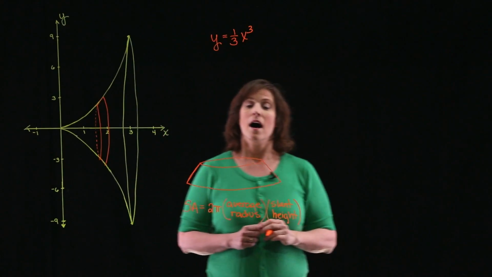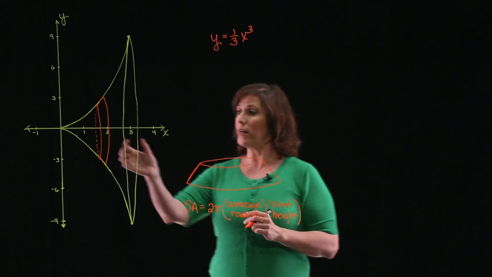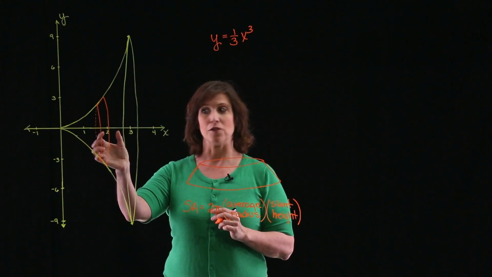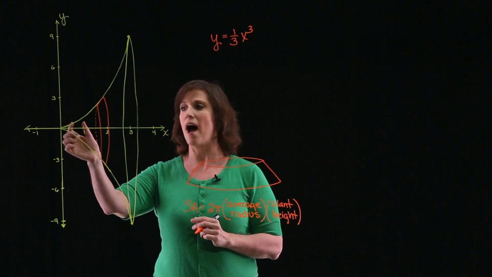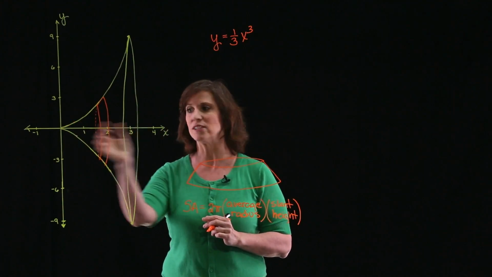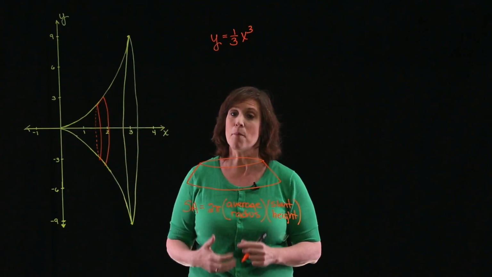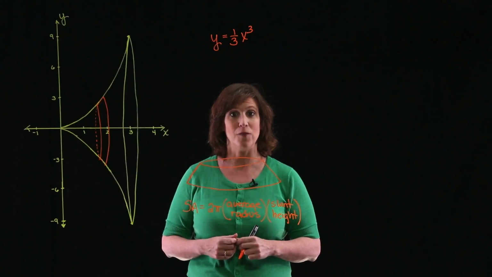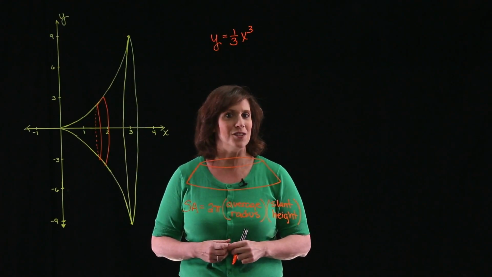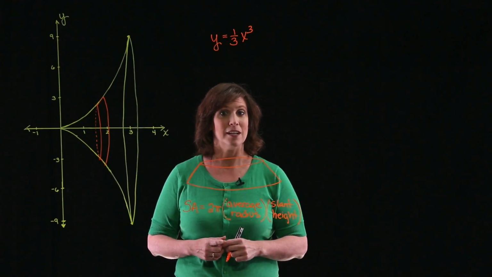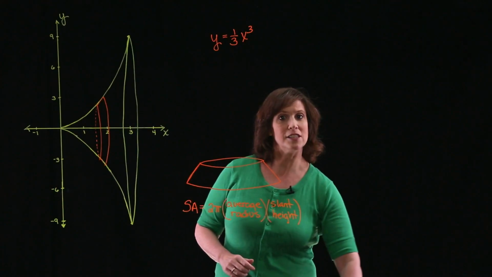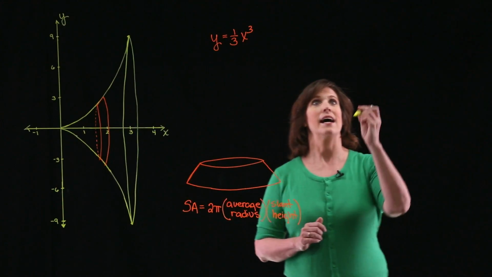Okay. All right, so what do we do? Well, we're going to find the surface area of this frustum, and then we're going to find the surface area of a bunch of different frustums as we go across my solid. And then finally, we're going to let the number of frustums that we use go to infinity. Well, that should indicate to you that we're going to be using an integral to find the surface area. So let's go ahead and write our formula down.